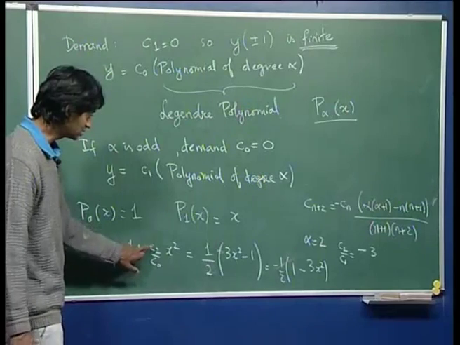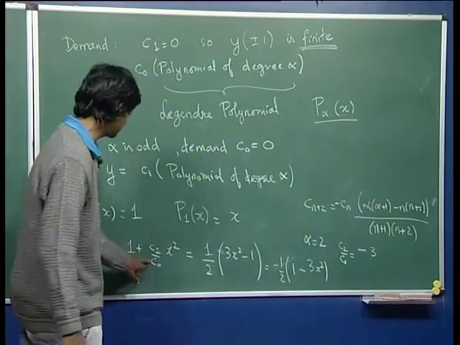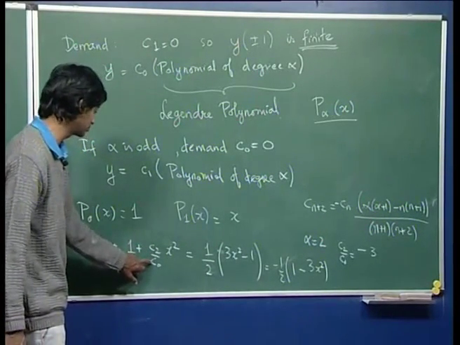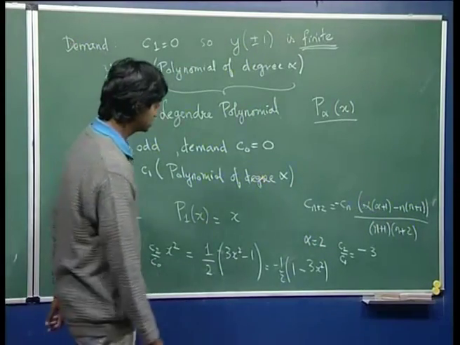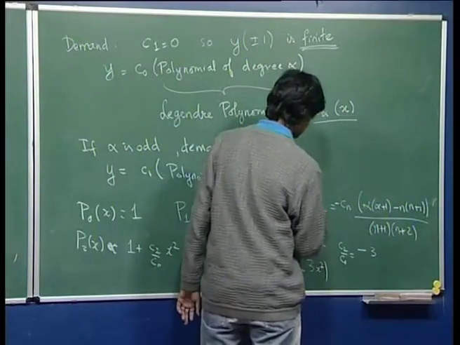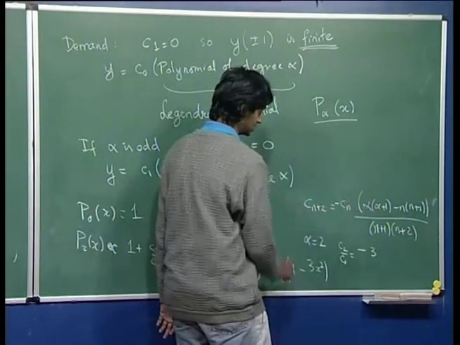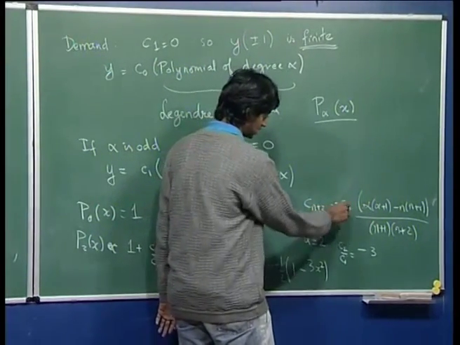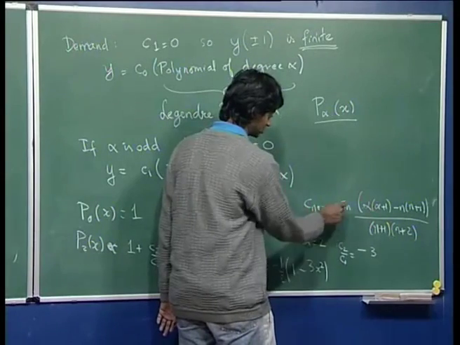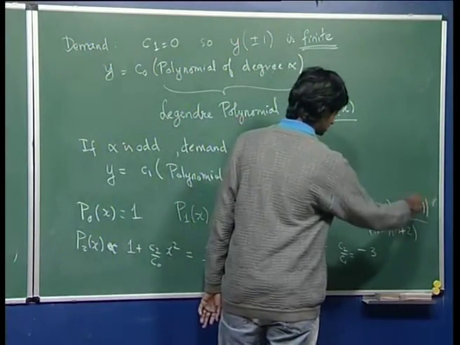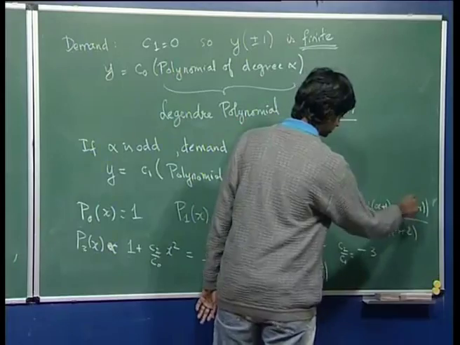Now this C2 by C0, you can calculate. If you want to calculate C2 by C0, you use the recursion relation. So Cn plus 2 is related to Cn in this way. Now you put n equal to 0, then you have C2 equal to C0 times something. Okay, n equal to 0, so this term will go away.